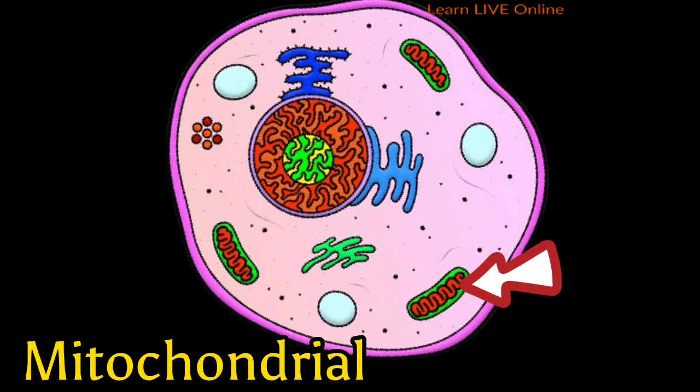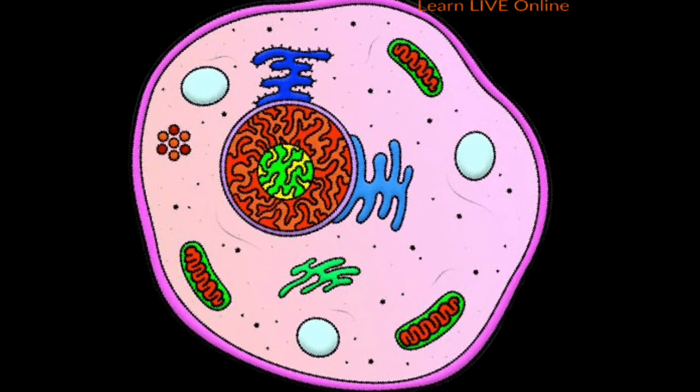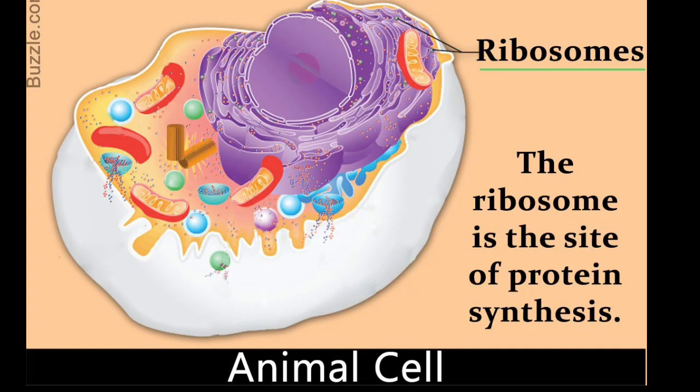Next organelle is the mitochondria. Mitochondria is commonly referred to as the powerhouse of the cell. This is because it is a site for cellular respiration. Cellular respiration is the process whereby cells produce energy in the form of ATP. So during cellular respiration, energy is produced in the form of ATP by the mitochondria. Next is the ribosome. Ribosomes are small granular organelles that are responsible for protein synthesis. What is protein synthesis? From the name protein and synthesis, it basically means production of proteins. So the ribosome is the site where proteins are produced in the cell.